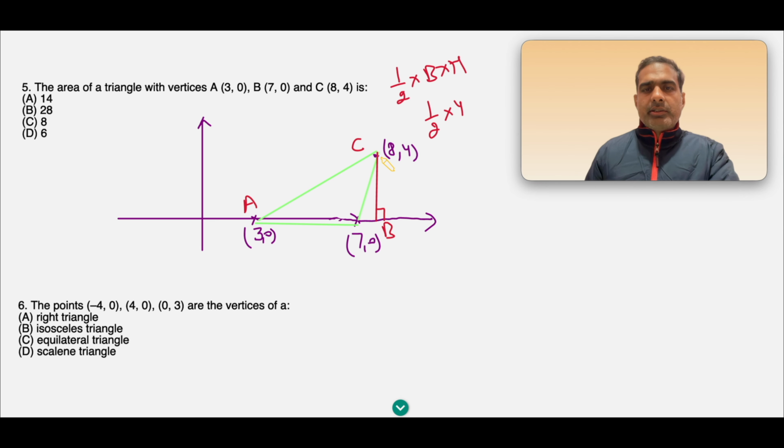And what is this? This is the perpendicular distance of the vertex C from the x-axis, which is represented by the y coordinate. So height will be 4 units. If we simplify, half of 4 is 2, and 2 times 4 is 8 square units, which will be the area of this triangle. So without using the area formula, we used the concept of half base into height, and we got the answer quickly and without much calculation.